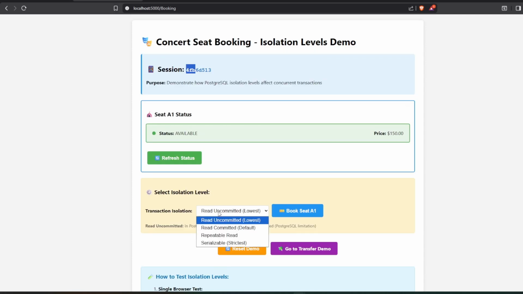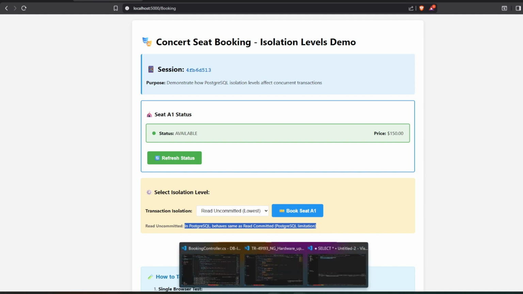Okay, so in both of the places I come and I select read committed. And why I'm not demoing read uncommitted is because I'm using Postgres. In read committed, as you can see, I have written here that in PostgreSQL it behaves the same as read committed. Read uncommitted is such a kind of a disaster, I would say. That is why Postgres by default enforces read committed even if you set the isolation level to read uncommitted.